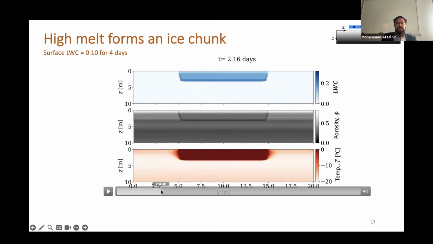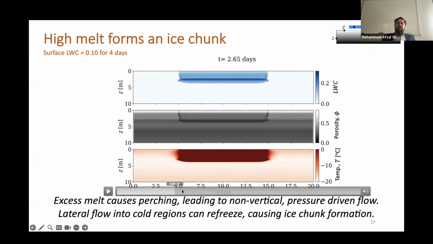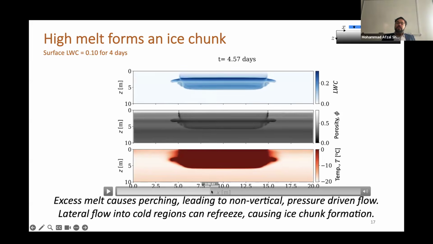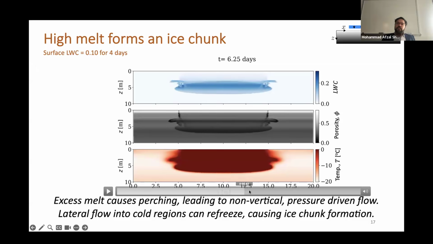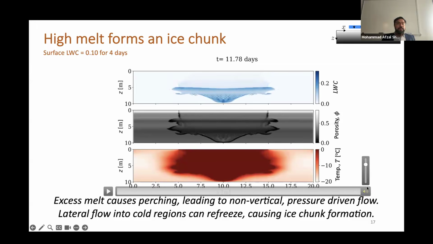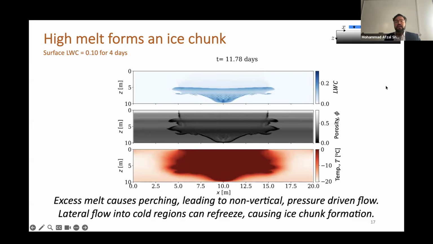And at that point, you would see that the fluid starts to move in directions other than gravity. It goes up, it goes sideways. And then when it goes sideways, it goes into cold regions where it freezes. And as it freezes, it forms these low porosity, actually impermeable layers of ice with an irregular shape. We call these irregular ice layers ice chunks or ice blobs.